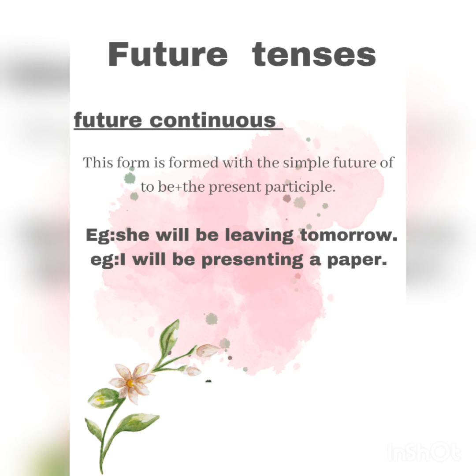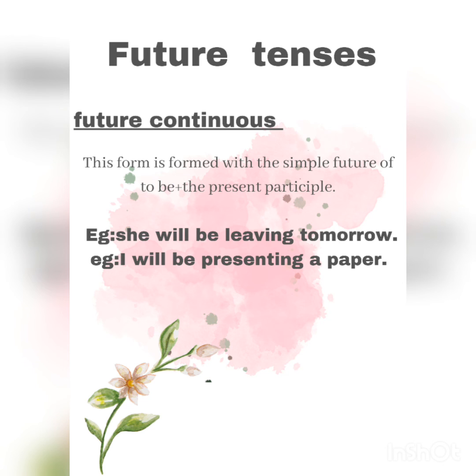Next one is future continuous. This is formed with the simple future of to be plus the present participle. For example, she will be leaving tomorrow. I will be presenting a paper tomorrow.